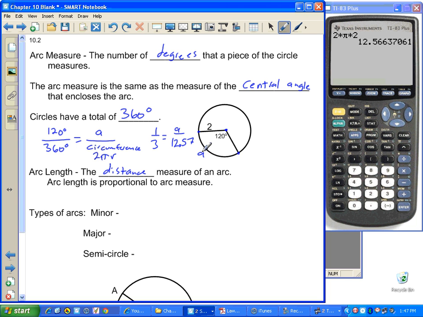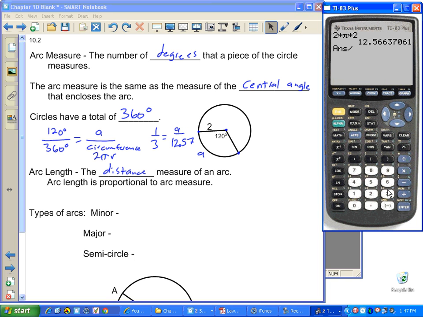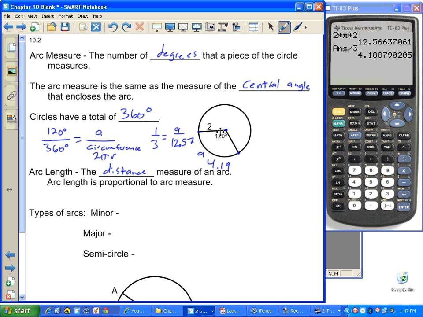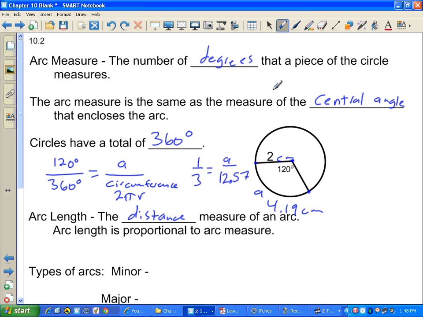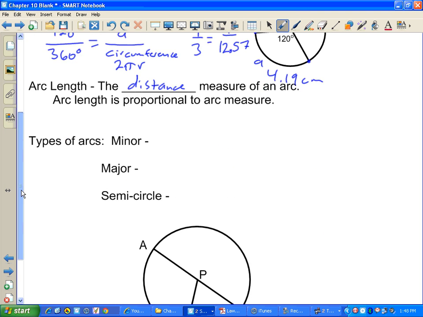And if I cross multiply here, I'll get how long just this piece of the arc is. So 1 times 12.57 is that. That would equal 3a, so I divide this by 3. So 4.19. Okay, so this arc length, that's 4.19. You know, if this is centimeters, this is centimeters. Okay. So that's how you find arc length.